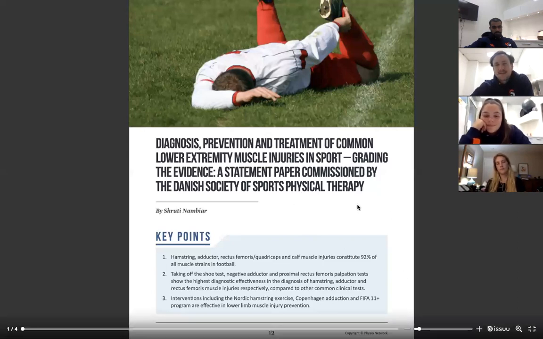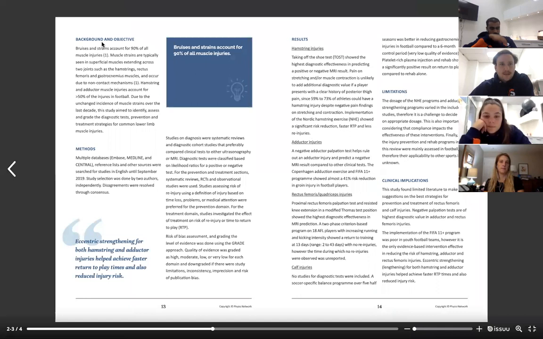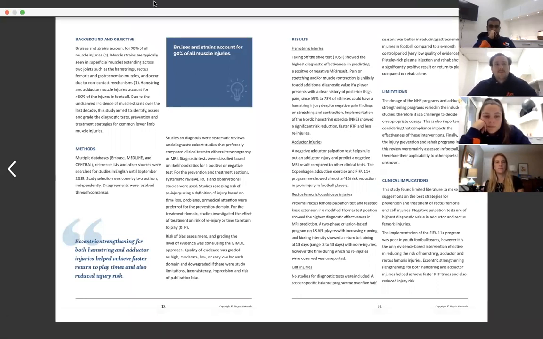So this is a summary by the guys at Physio Network. So we're going to have a look at that and then go over the FIFA 11 protocol. So bruises and strains account for 90% of all muscle injuries. Muscle strains are typically seen in superficial muscles extending across two joints, such as the hamstrings, the rectus femoris, the gastroc, and occur due to non-contact mechanisms.